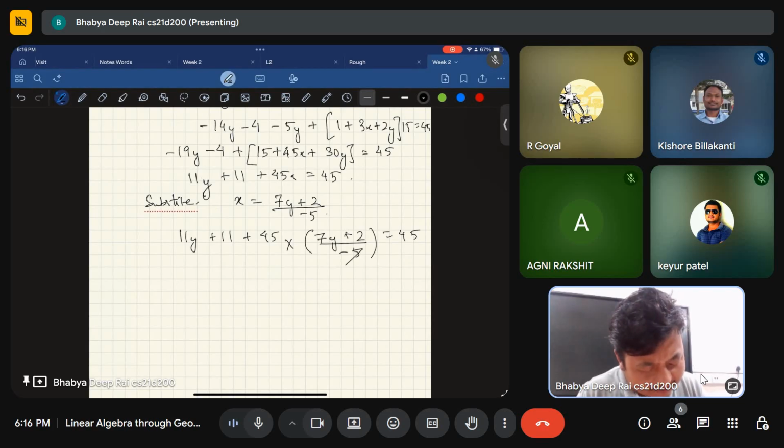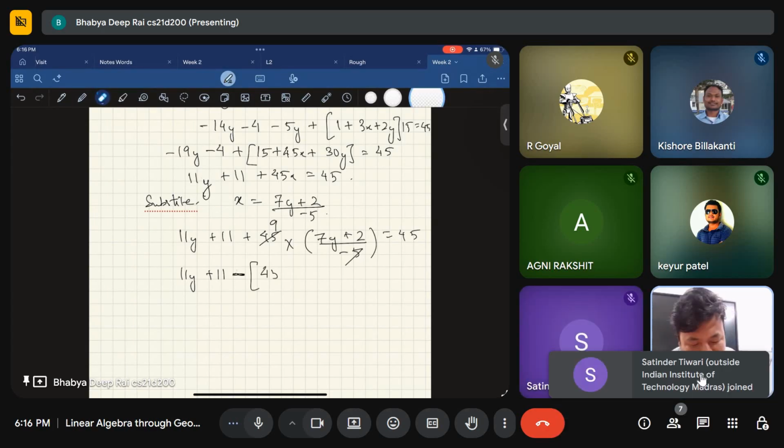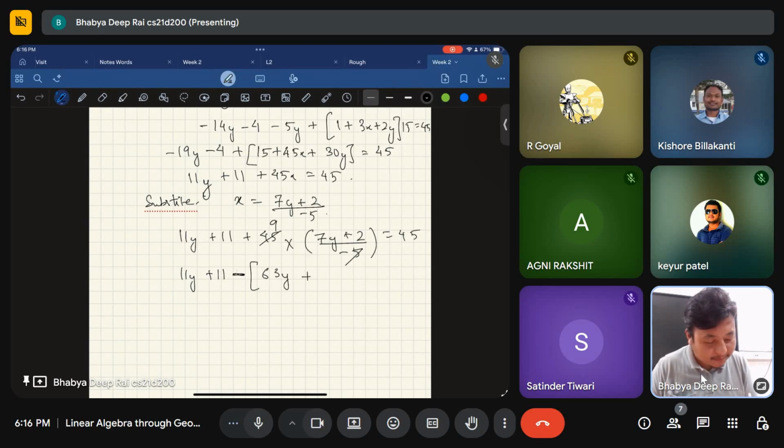And then I'll cancel this 9. So what does this make? 11y plus 11 plus, 7 nines are 63, 63y plus 2 nines 18, equals 45. There will be a minus sign. So now what do I have?